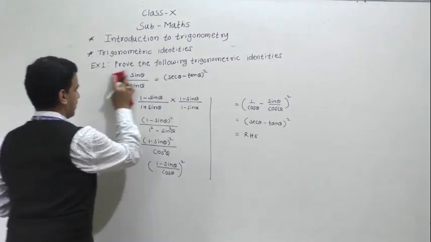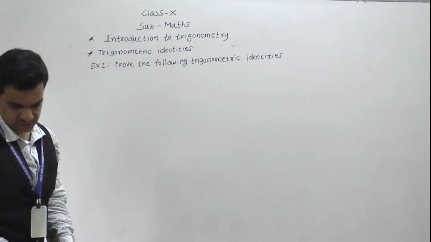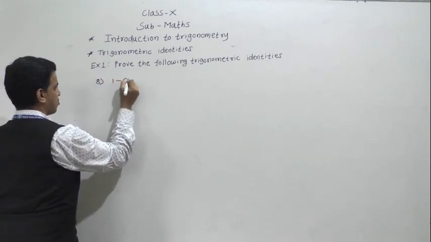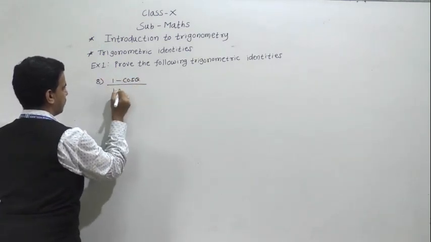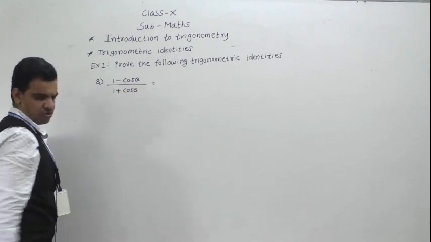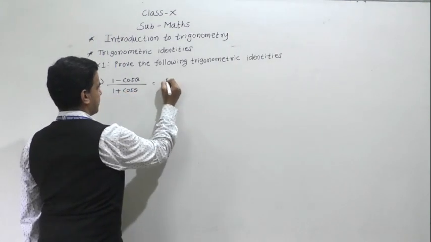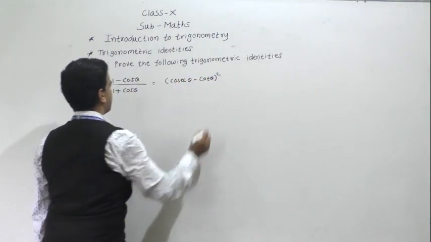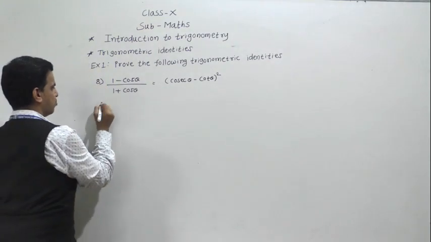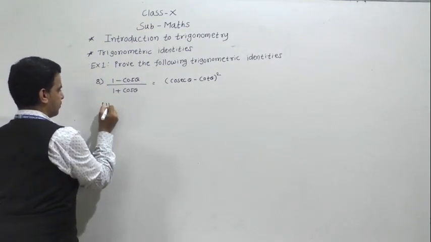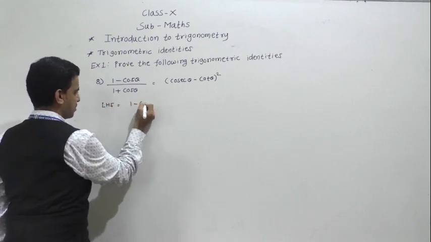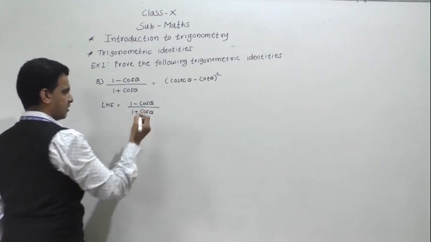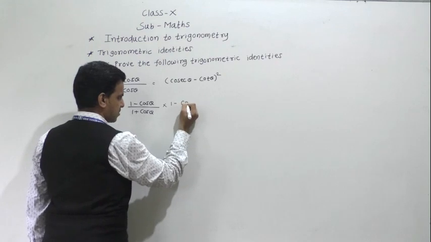Now we will take the 8th sub question. So the 8th one is the same: 1 minus cos theta upon 1 plus cos theta is equal to (cosec theta minus cot theta) whole square. So here again we have to do the same. LHS is equal to 1 minus cos theta upon 1 plus cos theta, multiply here by 1 minus cos theta.